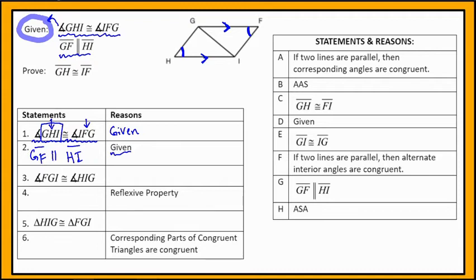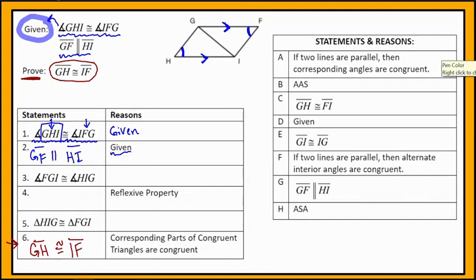The last free point, because trust me, we want to get as many points as we can, is whatever you're trying to prove is your goal. So anything you're trying to prove should always be in the last box. So because I'm trying to prove GH congruent to IF, it has to be the last statement I make. Okay, those are our free points, and from there we're just going to work down the line.